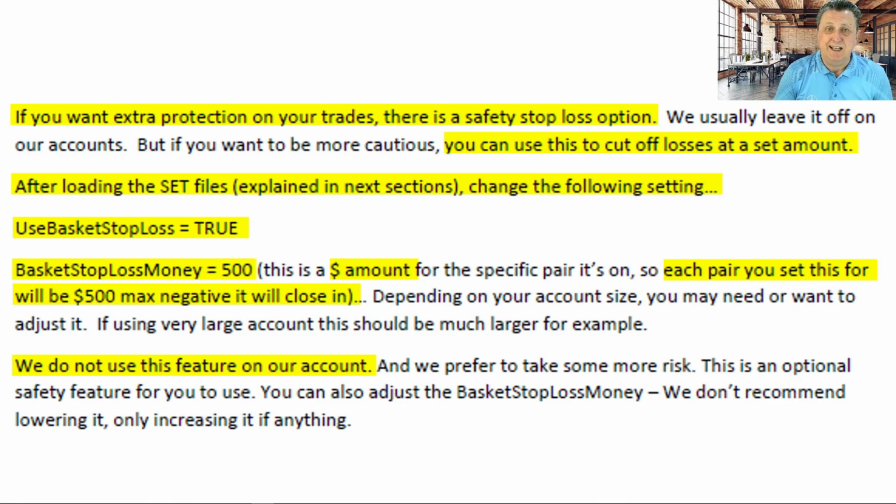And this is basically a dollar amount, meaning that if one currency pair is going into a drawdown of more than $500, it will basically shut down the trades themselves and then reset and be ready for the next trade. And it says here again, each pair you set this for will be 500 maximum negative and will close. Again, it means that it's only set for that particular currency pair. So if you are trading all 22, 23 pairs, you have to do that for all of the individual pairs to make sure that nothing blows.